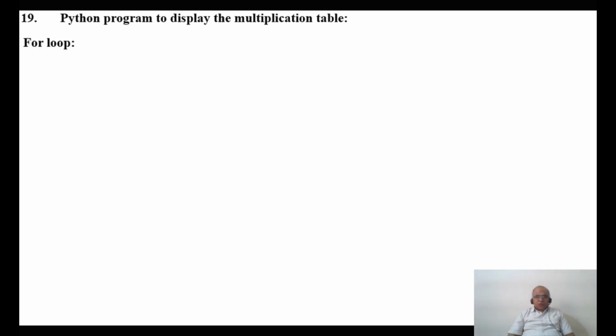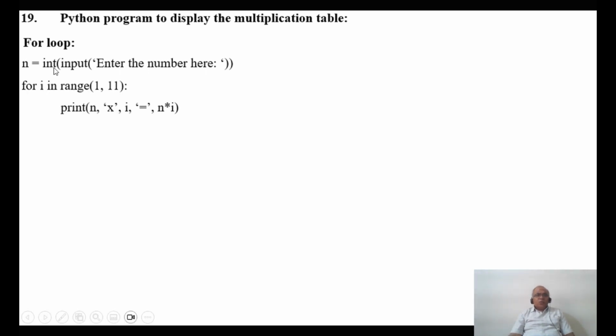So suppose I use the for loop. n is equal to int(input("Enter the number here")). What is the number? Suppose I want the multiplication table of 2, or of 3, 5, 4, like that, it can keep on increasing. Now, for i in range(1, 11). Why do I have to give 1, 11?